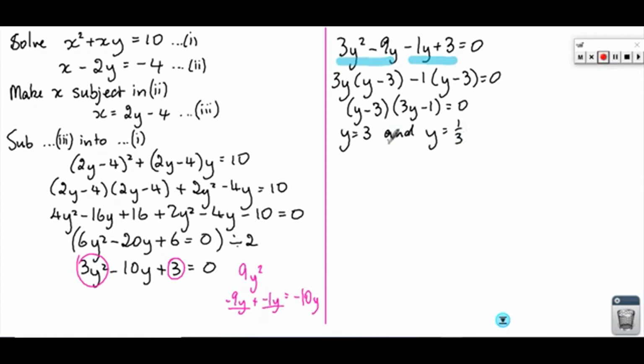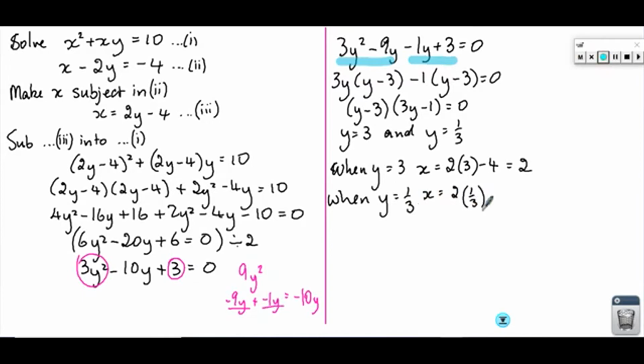Now we're going to substitute these into equation 3. So substituting, when y is 3, x, which is 2y minus 4, is 2 times 3 minus 4, 6 minus 4 is 2. And when y is 1/3, x is 2 times 1/3 minus 4, which is minus 3 and 1/3, or minus 10 on 3. So we got the two answers now. The answers are (2, 3) and the coordinate (minus 3 and 1/3, 1/3). So those are our two answers.